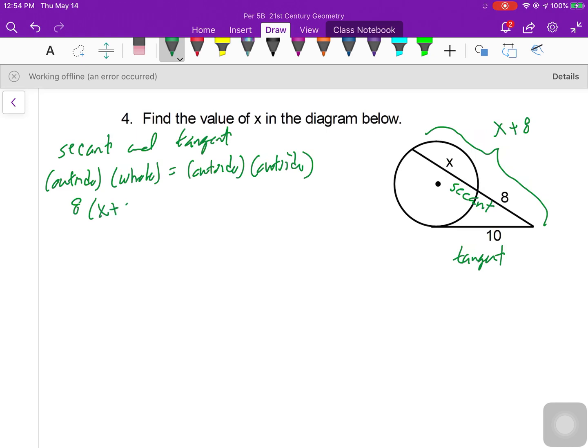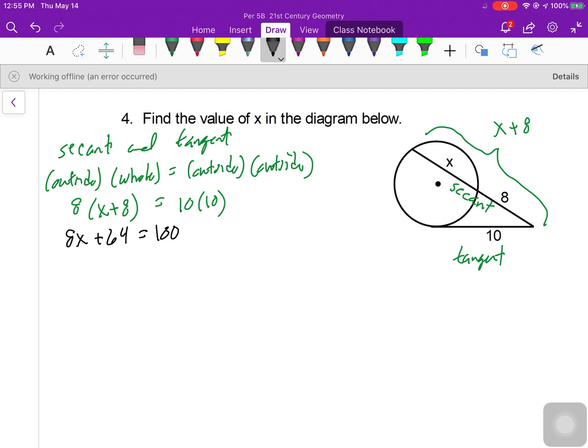When I taught this to you, I strongly encourage you to label this whole length. That whole length would be x plus 8. So for the secant, we're going to be taking 8 times x plus 8. For the tangent, of course, we have only the outside, so it's 10 times 10. Take a look at that setup for a moment and see if that makes sense to you.